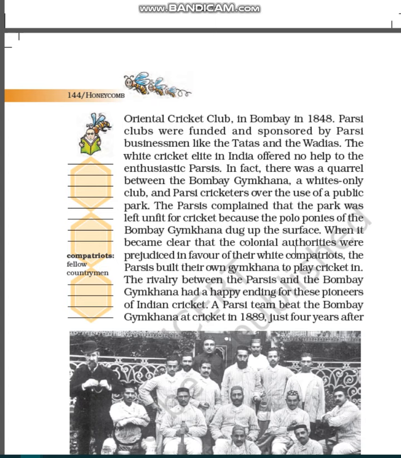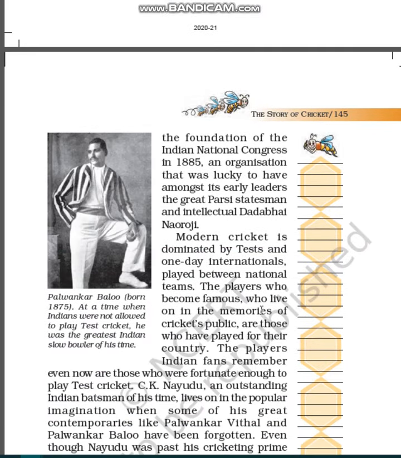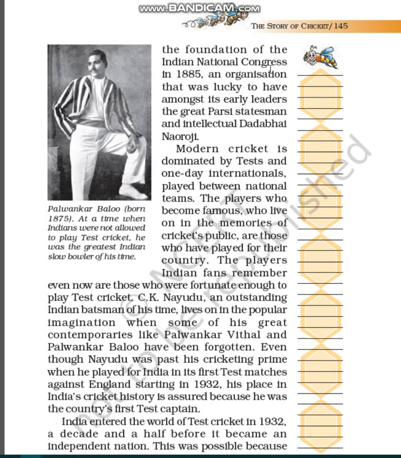When it became clear that the colonial authorities were prejudiced in favor of their white compatriots, the Parsis built their own Gymkhana to play cricket in. The rivalry between the Parsis and the Bombay Gymkhana had a happy ending for these pioneers of Indian cricket. A Parsi team beat the Bombay Gymkhana at cricket in 1889, just 4 years after the foundation of the Indian National Congress in 1885, an organization that was lucky to have amongst its early leaders the great Parsi statesman and intellectual Dadabhai Naoroji.